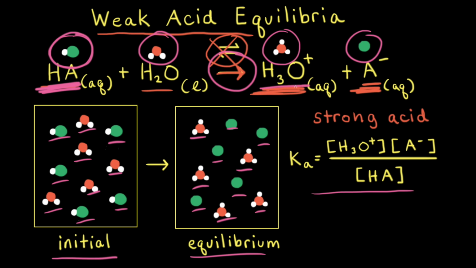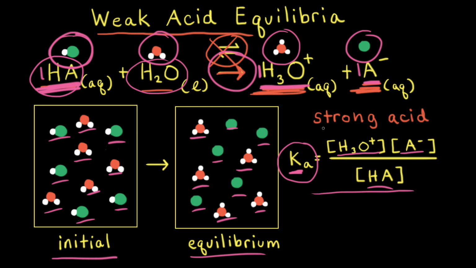We look at our products and say it'd be the concentration of H3O+, and since there's a coefficient of 1, it'd be the concentration of H3O+ raised to the first power, times the concentration of A-, also raised to the first power, divided by the concentration of HA raised to the first power, and pure water is left out of the equilibrium constant expression. So that's equal to the equilibrium constant K, and since this shows the ionization of an acid, we could call this the Ka value, the acid ionization constant, or the acid dissociation constant.